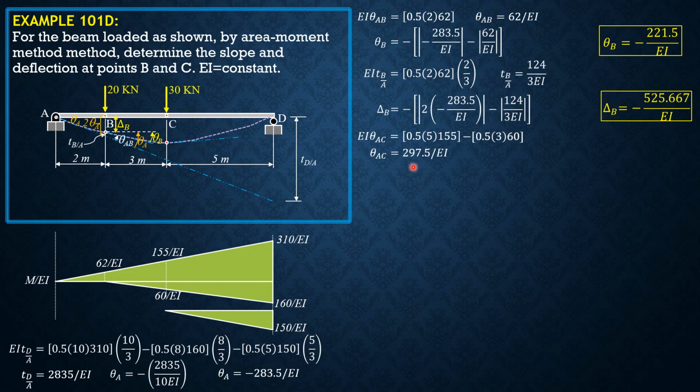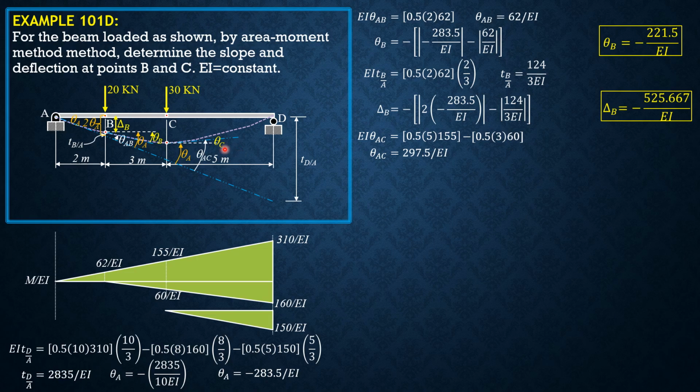Because theta AC is greater in magnitude, 297.5, than theta A, it means that the angle between the tangent at A to the tangent at C is greater than theta A. So it exceeds the horizontal. So this is the horizontal line because the tangent at A to that horizontal line is theta A. Theta AC is greater, so it is above that horizontal line. So that's theta AC. This is theta A. Therefore, the tangent at C is above the positive x-axis, so it is positive.